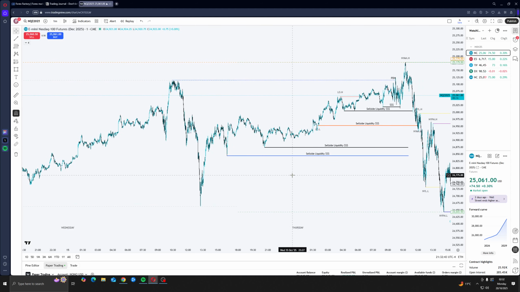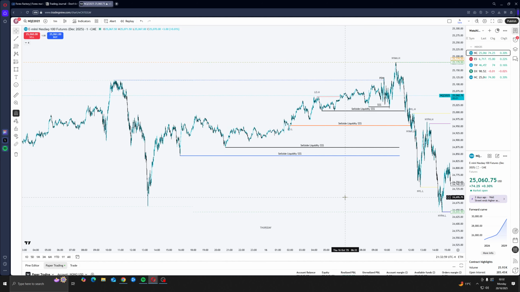Market recap for NQ Thursday, the 16th of October 2025. Right, so this day was actually pretty simple to trade. However, on the opening, we consolidated, right?